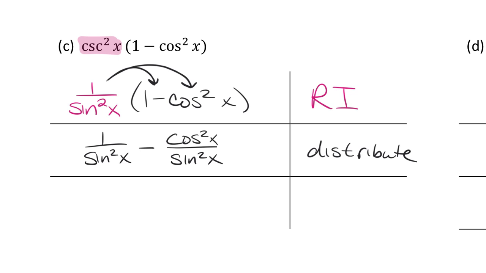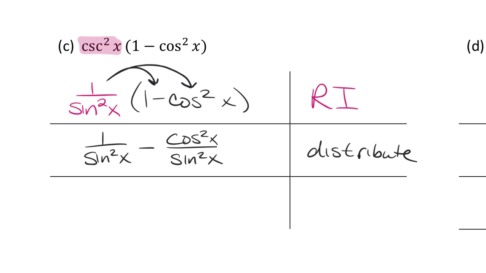Interesting. Why are you distributing? Why am I distributing? As opposed to using sine squared? Oh, the Pythagorean identity? You could have done that. Oh, okay. This is what I mean by there's many ways to solve this. Let's finish this way and then I'll show what you're trying to do.